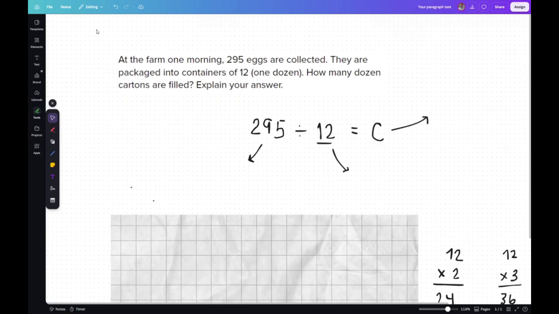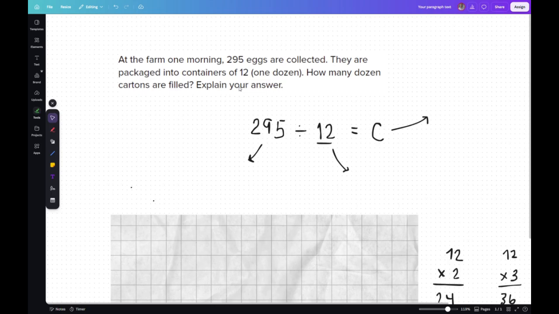Hi guys, in today's video I'm going to show you how to use the long division algorithm to solve a real life problem. I'm going to walk you through the whole process, and after we have the answer we're going to interpret the quotient, and at the same time we're going to interpret the remainder.